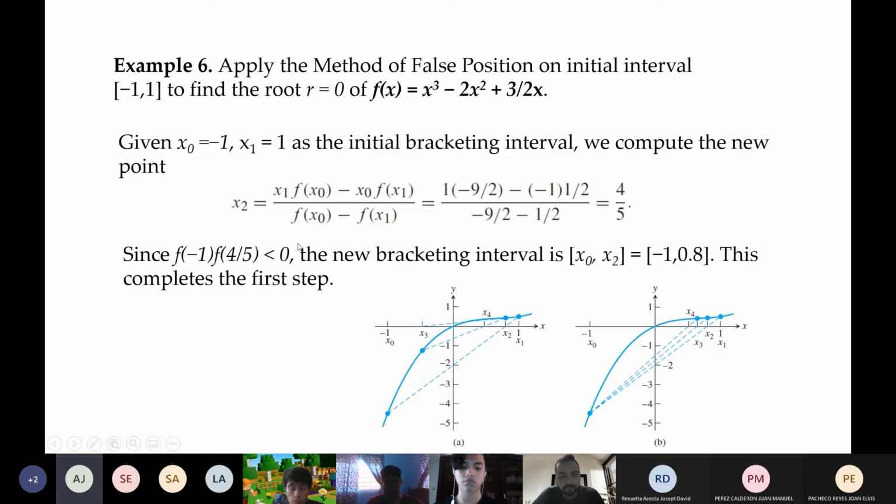Sí, profe. Sí. So, if this is actually met, now the new bracketing interval, x0, is going to be x0, which is this one, comma x2. So, my new interval is going to become actually minus 1, comma 0.0. And we redo the same thing. We do it again.